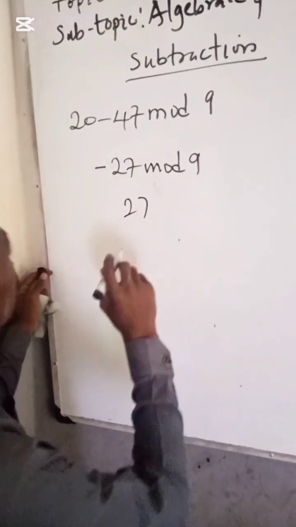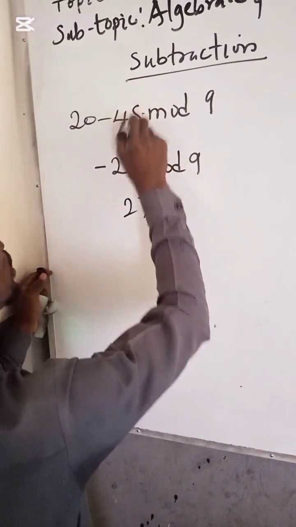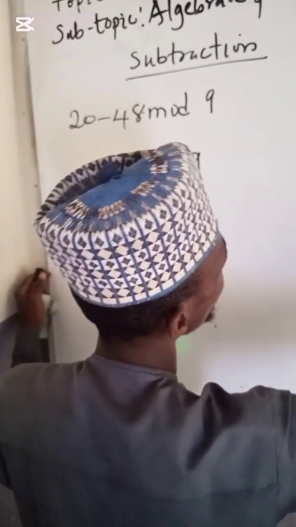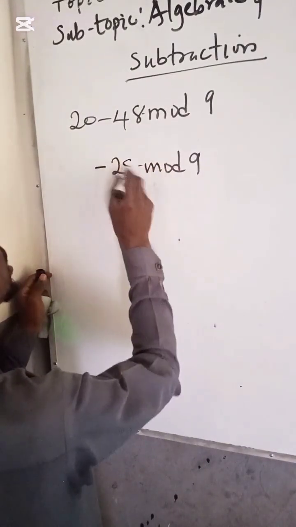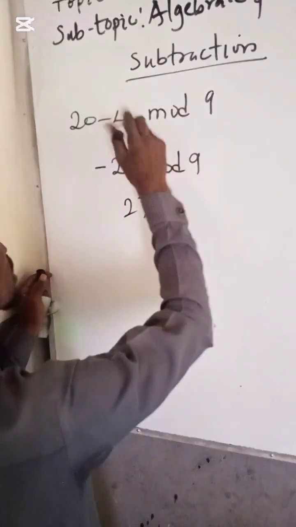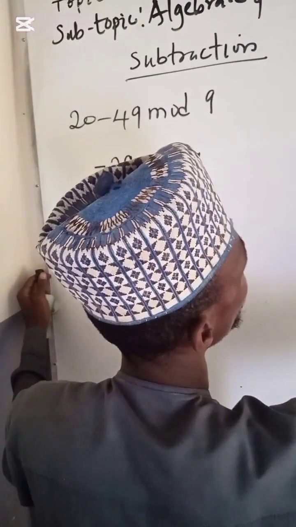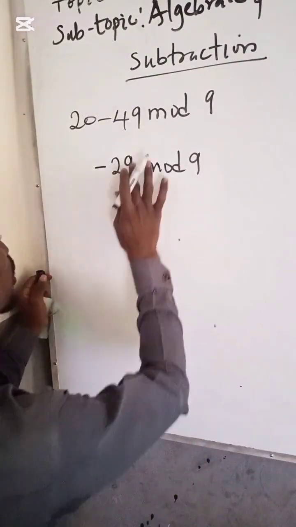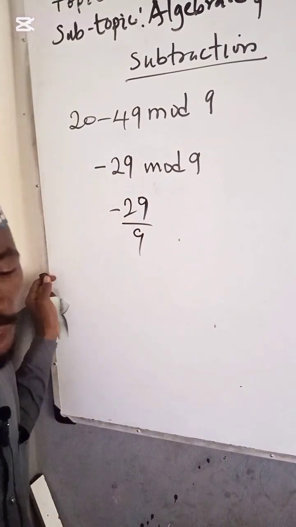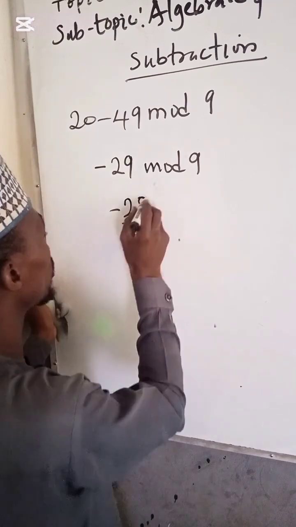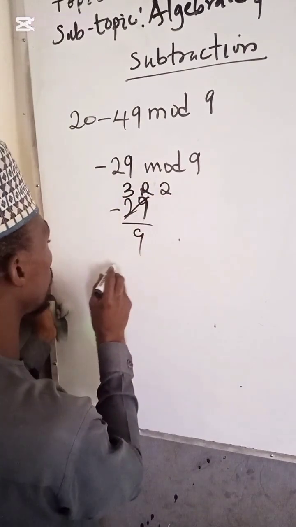Okay, let's say we have a case of 48. Now we are having, more or less, let's say 49. So we have 29. Now you are having what? Minus 29 divided by 9. 9 times 3 is what? 27. So it means what? 3 remainder 2. So you are having what?